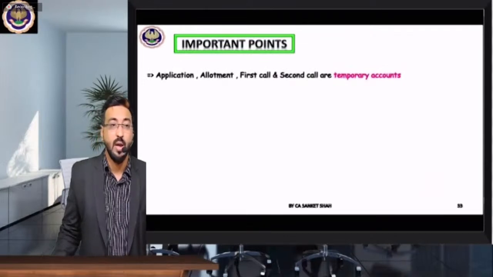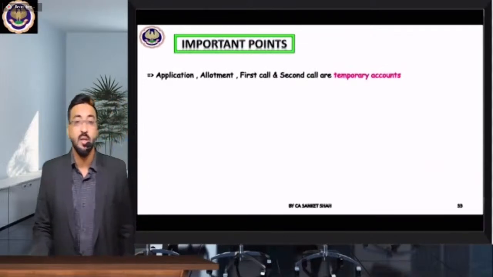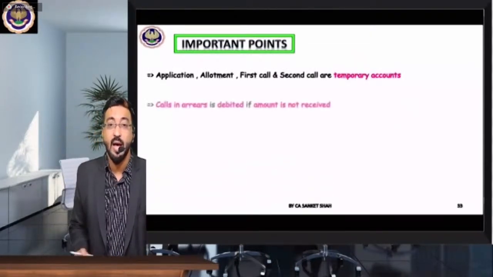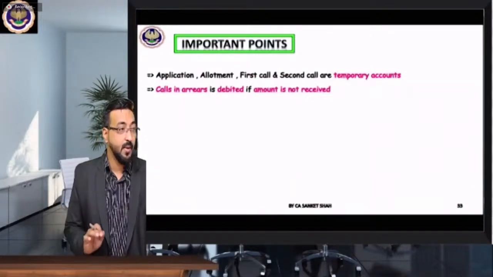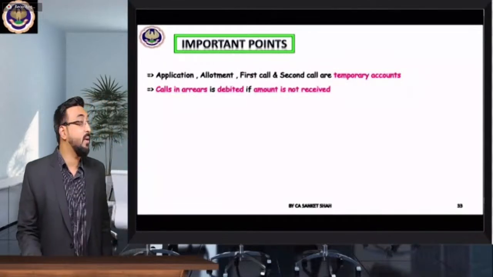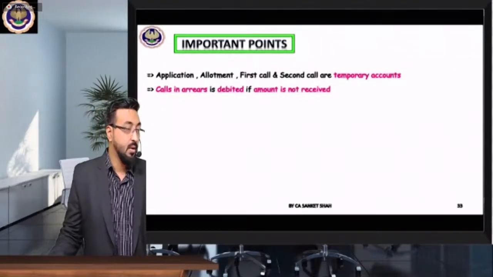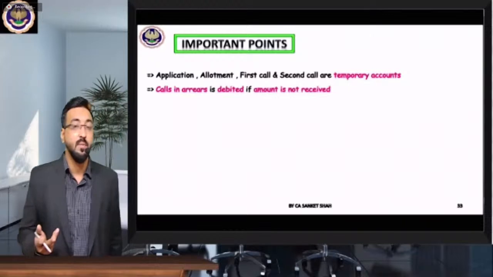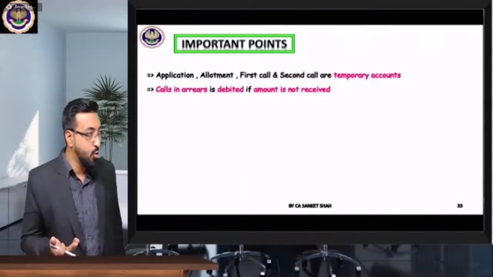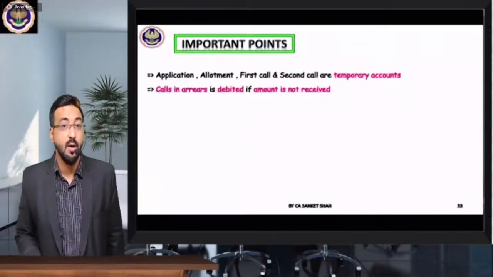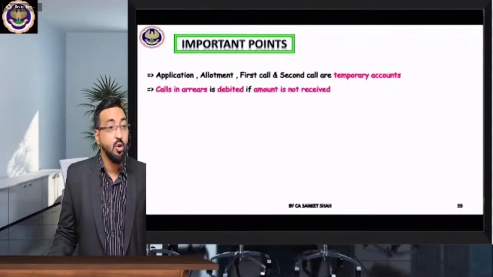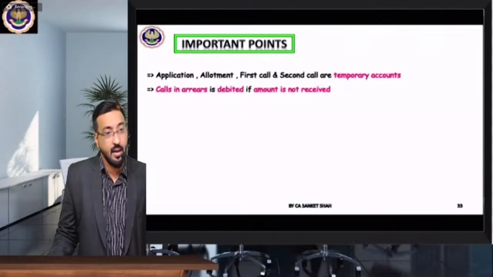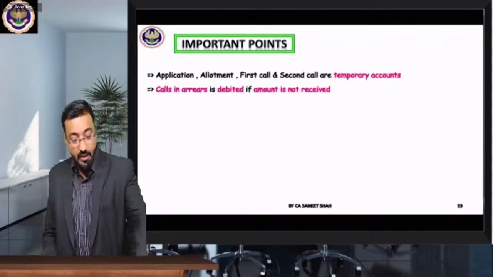Important points what I'm going to ask you. Application, allotment, first call and second call are temporary accounts. Very, very important. If you have not received the amount, suppose, obviously application money is first received and then only we call it. But suppose what about call scenarios? Suppose you have not received the amount, you will debit the calls in arrears account. Yes, you are going to debit calls in arrears.